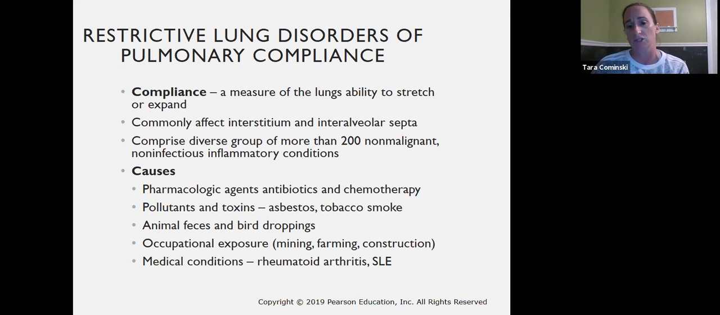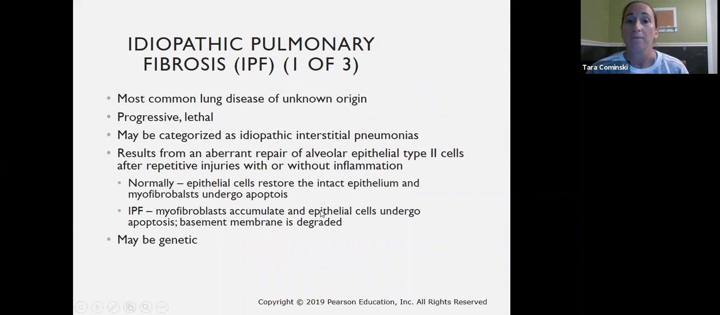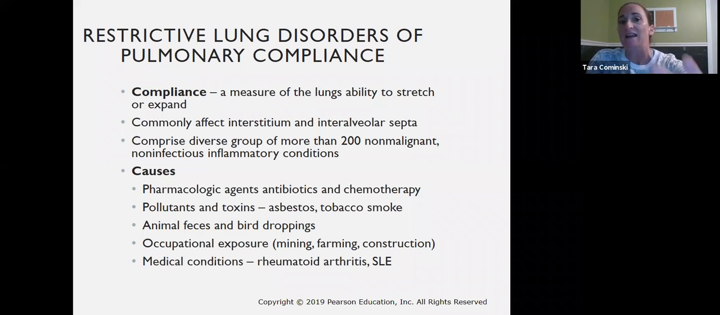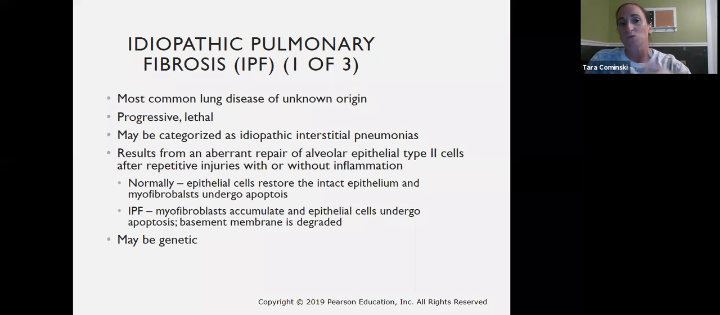There are also medical conditions. Rheumatoid arthritis, also lupus can affect this as well, okay? Okay. Now, again, these are all things that can affect compliance. They're obviously not specific pulmonary compliance diseases, I guess, but this next one is.